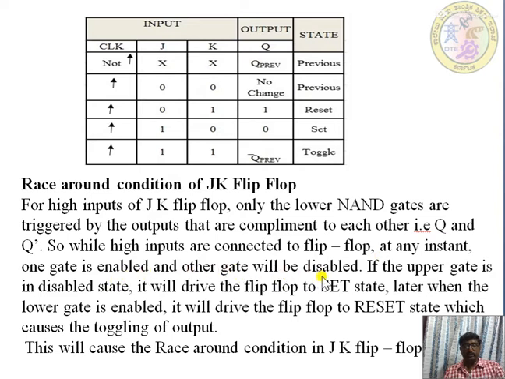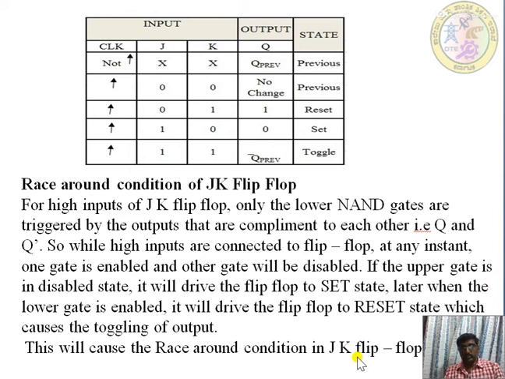Okay, so this one is the race around condition. If the upper gate is in a disabled state, it will drive the flip flop to set state. Later when the lower gate is enabled, it will drive the flip flop to reset state, which causes the toggling of output. Okay, this is the race around condition of a JK flip flop.